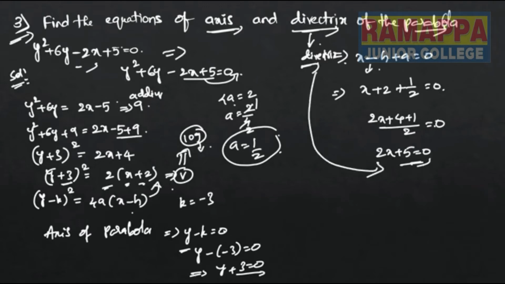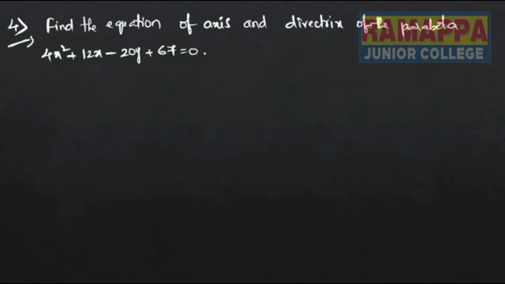At the end of this third question, we had to find the axis of the parabola and the directrix, and we got these two. Now moving to the fourth one. The fourth question says find the equation of the axis and the directrix of the parabola. Now the solution. The given equation is 4x square plus 12x minus 20y plus 67 is equal to 0. This is the fourth question.